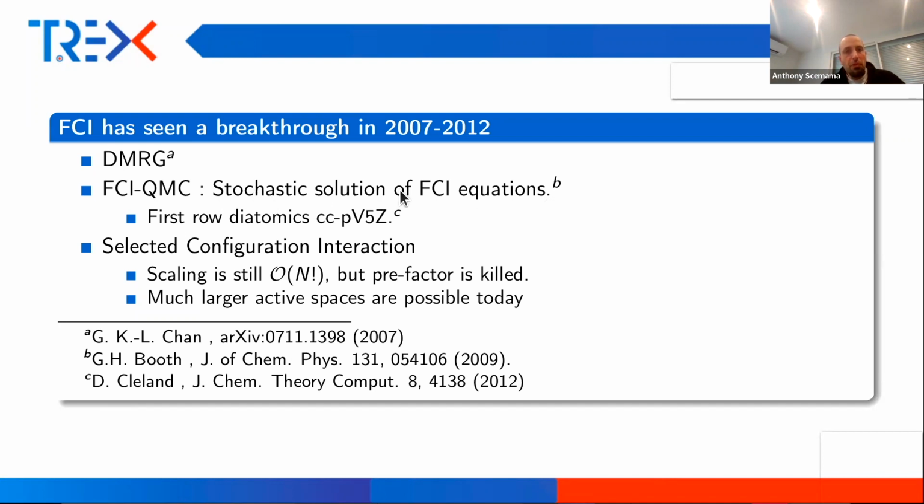Before 2007, full CI was something that was impossible to reach except for very tiny model systems. But then full CI QMC was able to give full CI energies of the first row diatomics with quintuple zeta basis sets. So it was a very important gap that has been filled by this algorithm.